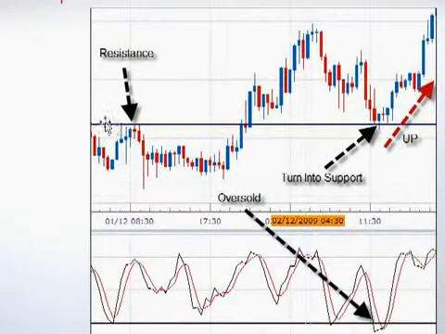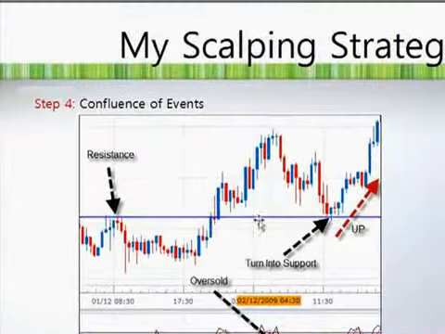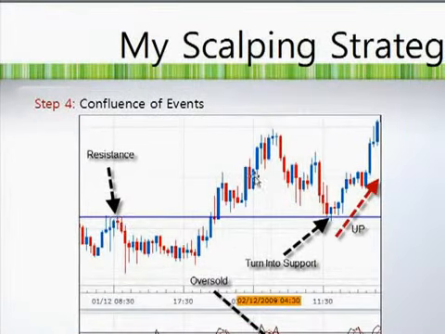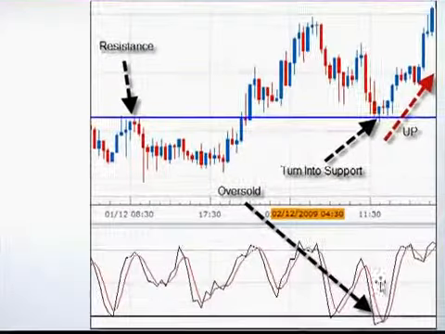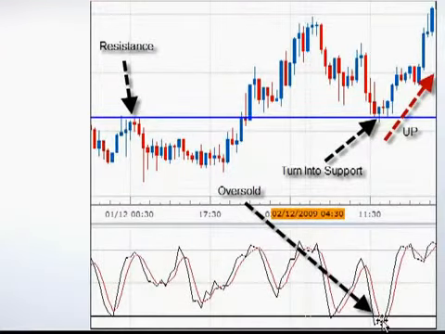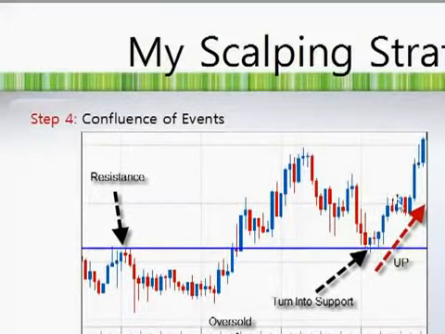Can you see that this blue line here is the resistance? Can you see the past resistance has now turned into support as the price broke above it? It now acts as support as the price comes down. You see, as it comes down, it hits the support, and at the same time the stochastic indicator shows that it's oversold, and this is where you enter a long trade. You buy, and this is the profit that you're making.